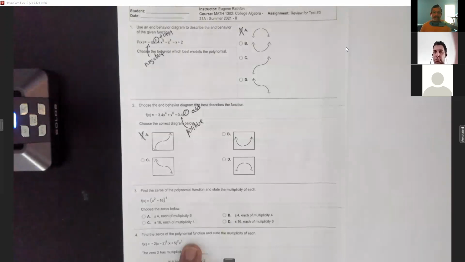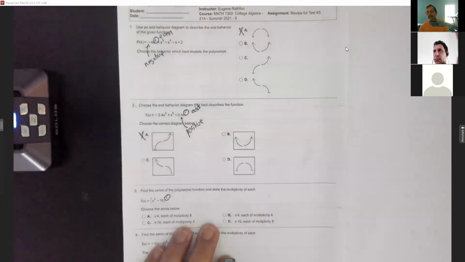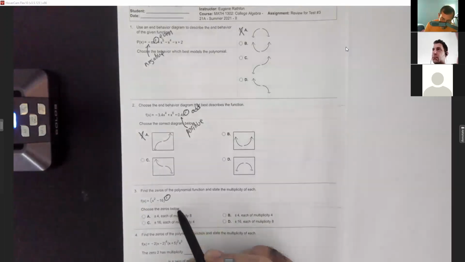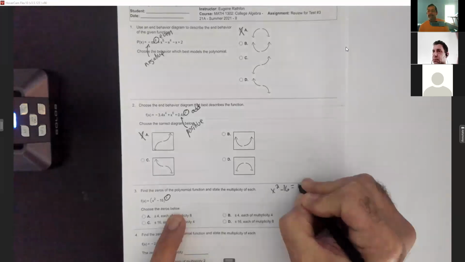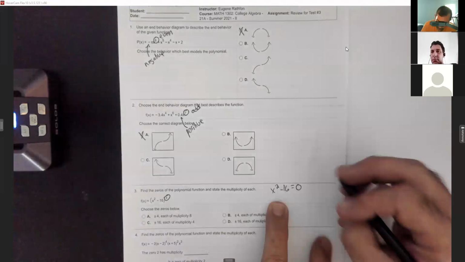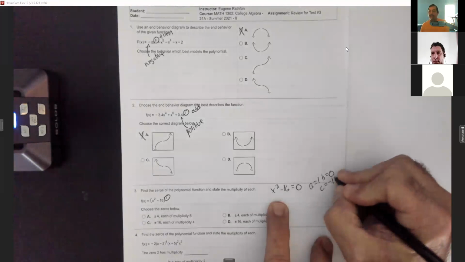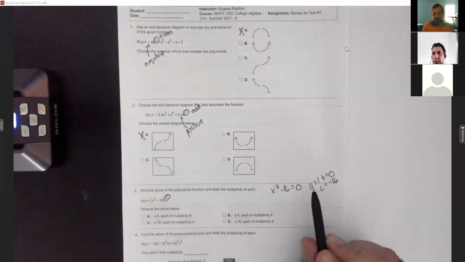Number 3, they want me to find the zeros and state the multiplicity. Well, the multiplicity is always these numbers on the outside of those parentheses. So that means we will have multiplicity 4. Now to solve this, you had to take that x squared minus 16 and set that factor equal to 0. So if you want to use the quadratic formula, A is 1, B is 0, C would be negative 16. Since there's not an x in the middle, B would be 0.